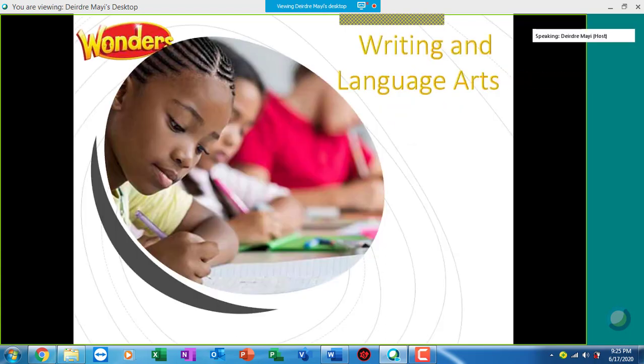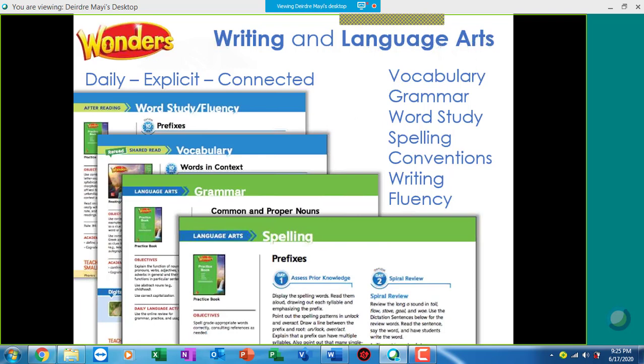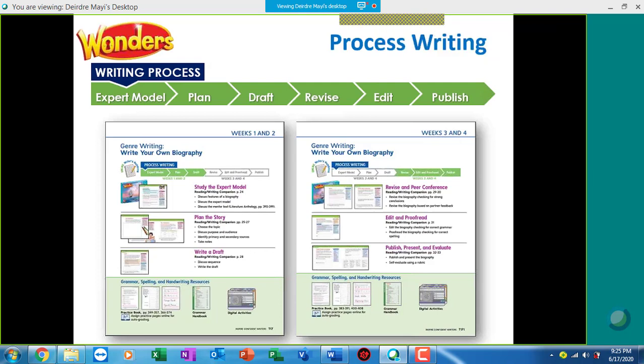All right, so let's talk about writing and language arts. Every single day, students are going to be learning about vocabulary. They will be learning about grammar. They will be learning about spelling. It's all included in the instruction. But I want to talk about the writing process. Now, again, your curriculum map is going to show you how you will actually teach the writing process. So I want to be very clear.